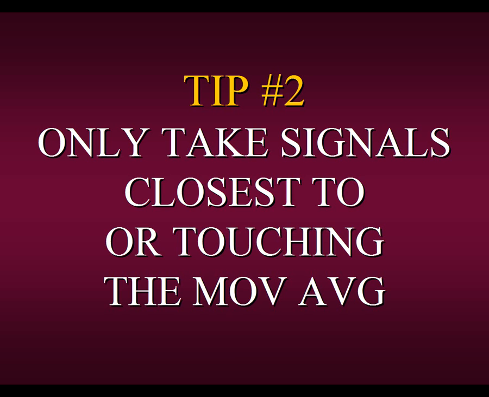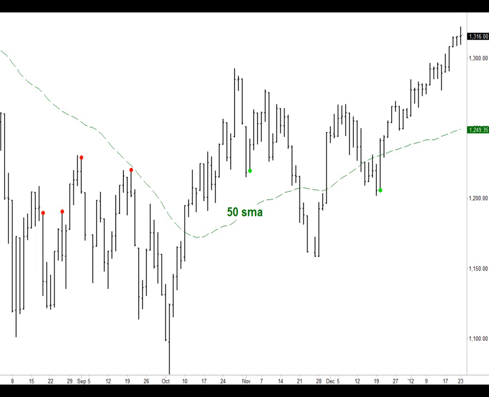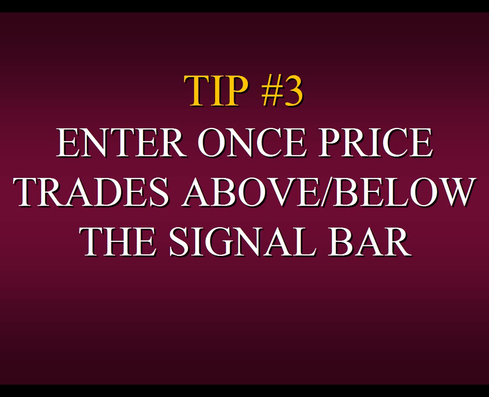4. So as we look back to those daily bars again in the S&P 500, we have a number of sell signals and a couple of buy signals, but we only want to take the ones that are closest to or touching the 50-period simple moving average, and that would be these two right here. So we've refined our search now down to these two trades. We can just pretty much eliminate all the other signals.